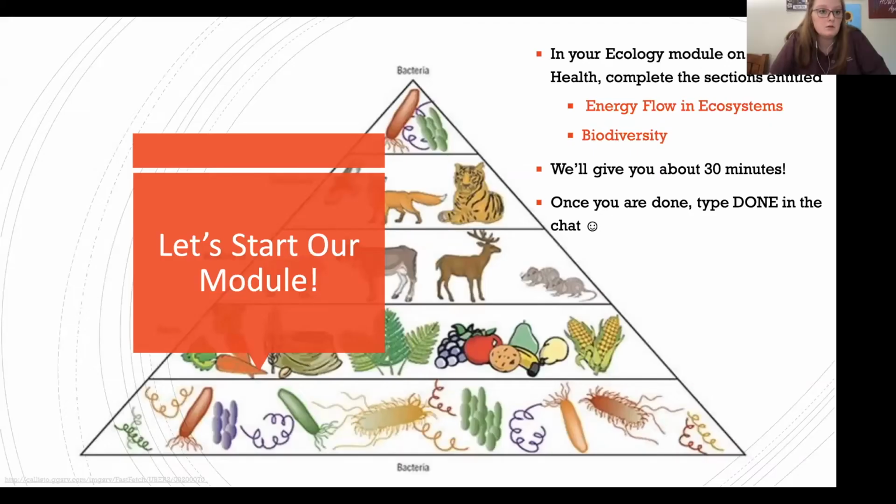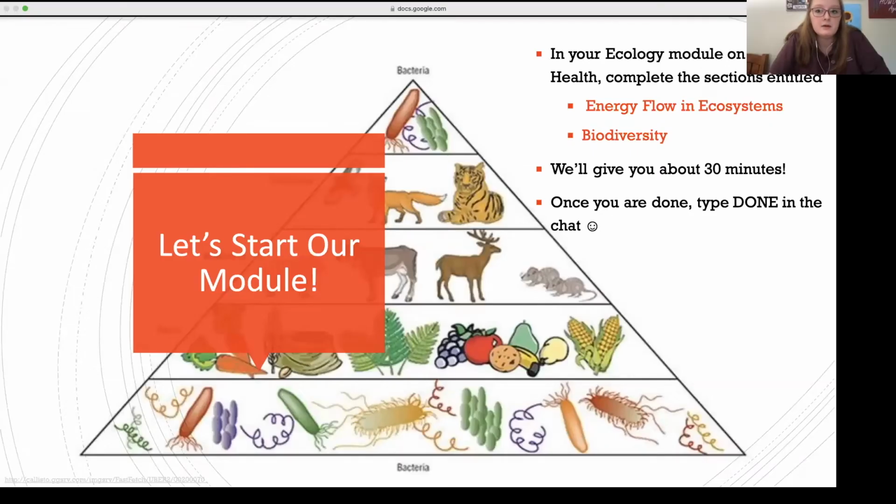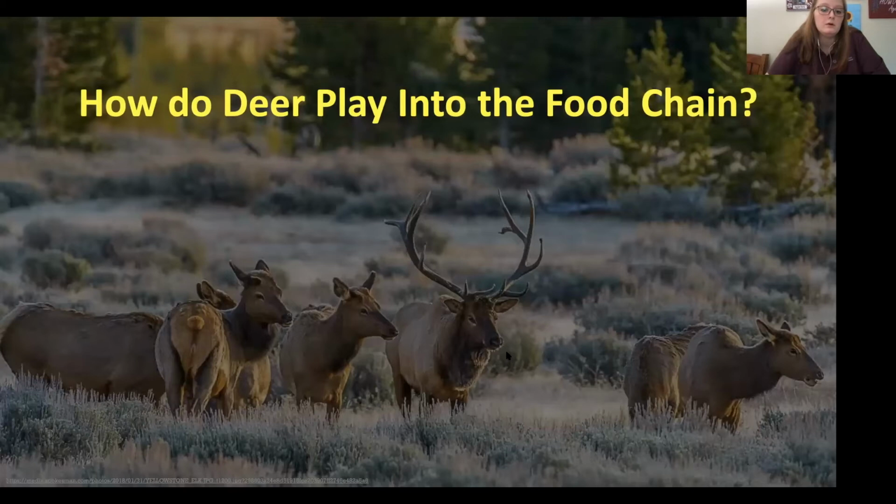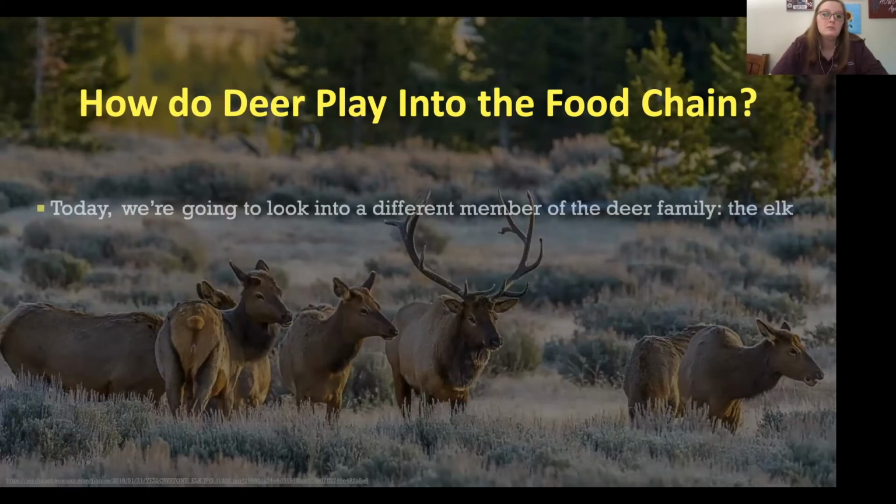Okay, so we did our sections in our ecology module, energy flow and ecosystems, as well as working through what biodiversity means. So now we're going to talk a little bit more about deer again, but we're going to talk about them in the general food chain. But instead of white-tailed deer, I should clarify that we're going to talk about elk, which are generally bigger. And there's a picture of them here in the background.